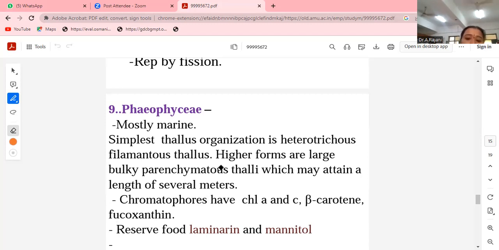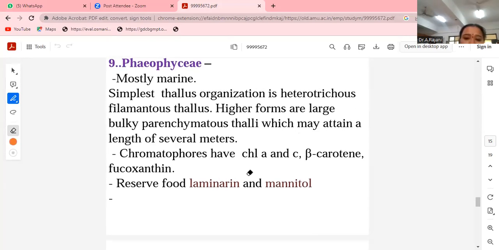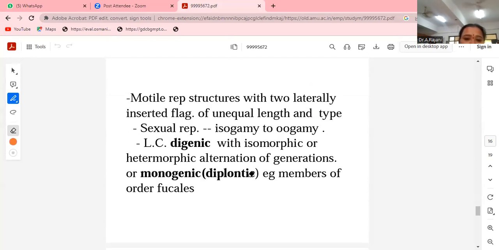Reserve food material is also very important: laminarin starch and mannitol alcohol. A very simple thallus is there, heterotrichous filamentous. Very important, the thallus is heterotrichous. What is heterotrichous? Two types of branches: one is the creeping branch and one is the erect branch. Creeping and erect branches are both present. That's why the thallus is heterotrichous. Reserve food material is laminarin and mannitol alcohol.